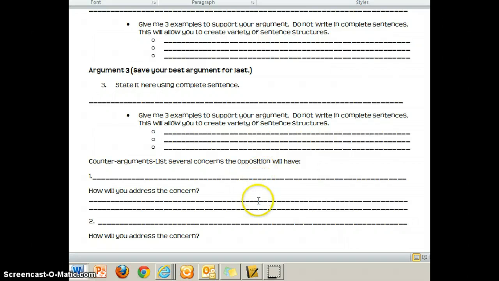So you need 2 things. You need to think about what the opposition is going to say, because you want people to understand that you've looked at all sides of this topic and that you feel like your position is the best, and the other side, while they have valid concerns, you can address them and maybe show a solution or a compromise.